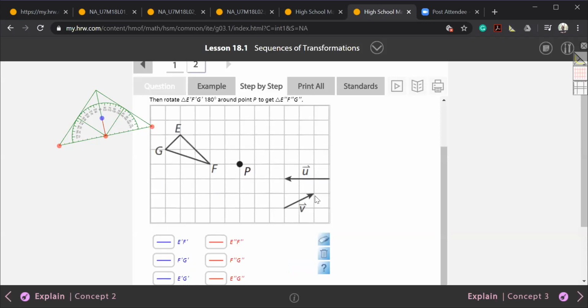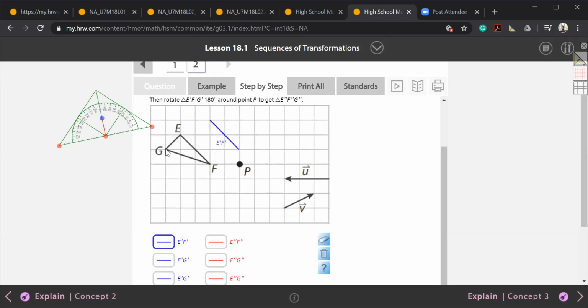First of all, I have to do a translation along vector V. Let's count vector V. What's vector V? 1, 2, right? And 1 up. So each one should be beginning by F. 1, 2, and 1. So F prime will be there. What about E? 1, 2, and 1. So E prime will be there. So E prime, F prime will be there. So I have to come and draw E prime, F prime.